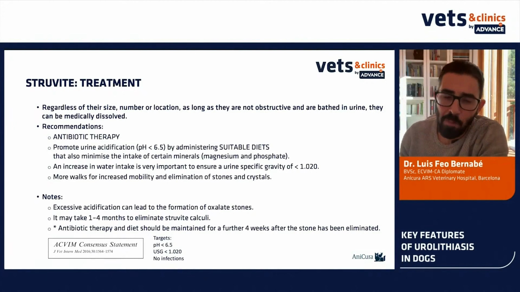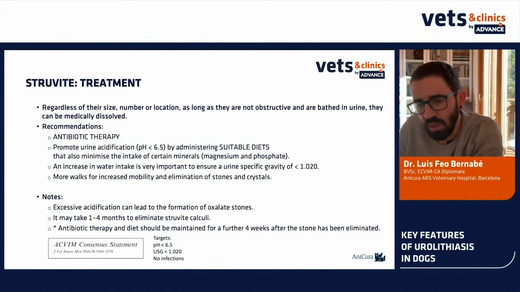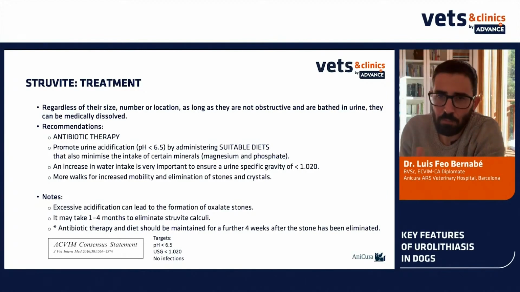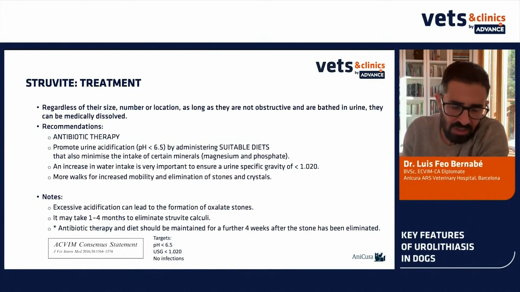Also, promote urine acidification with a pH generally not less than 6.5, and we do that with suitable diets that also minimize the intake of certain minerals like magnesium and phosphate. Sometimes the diet is enough, but another strategy that you can use is an increase in water intake to be sure that you have a urine specific gravity less than 1020, because you want a really diluted urine.